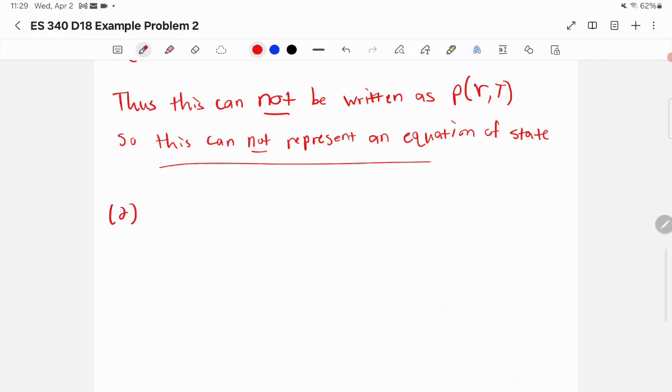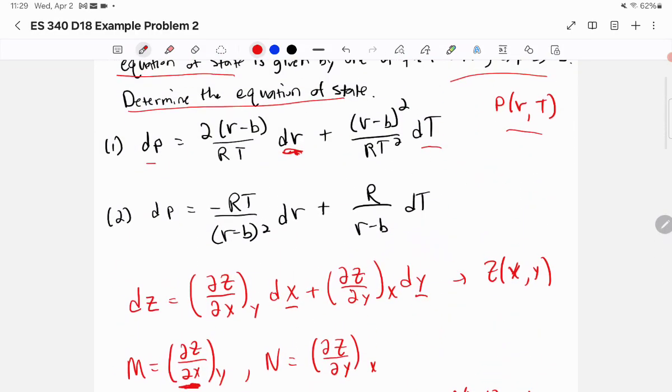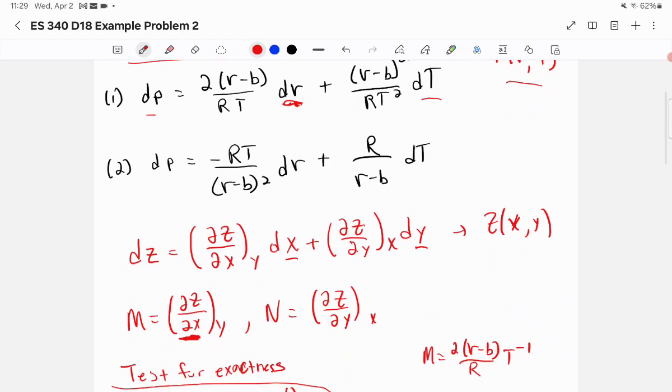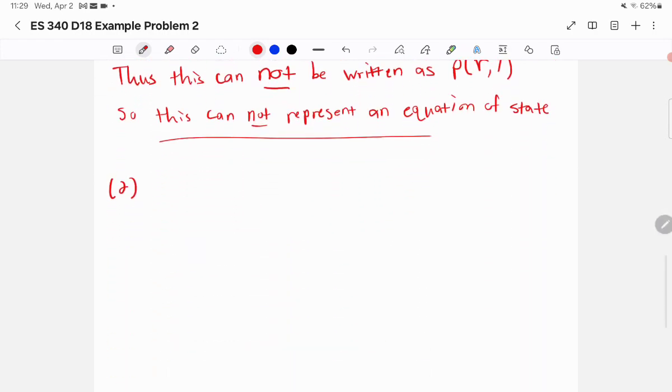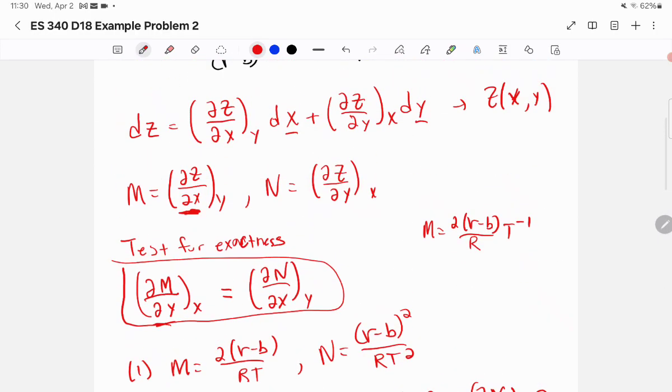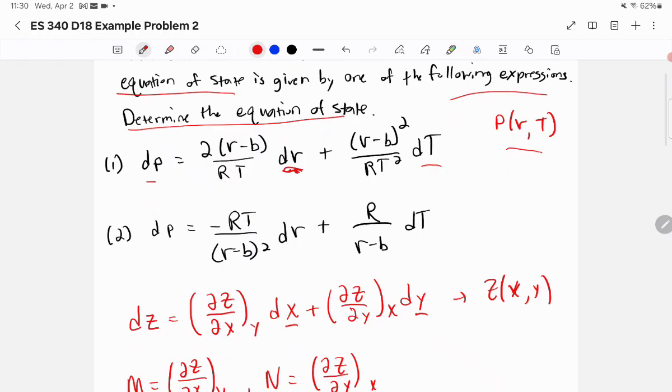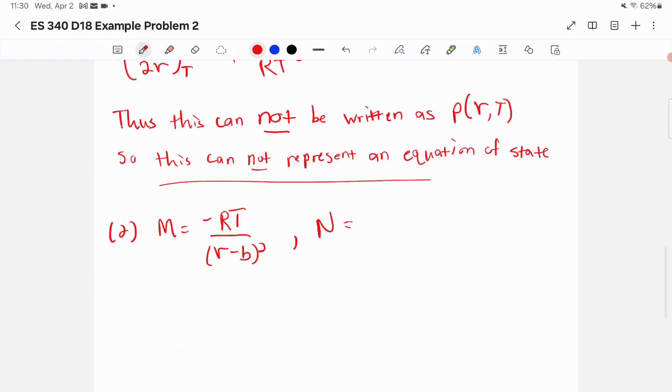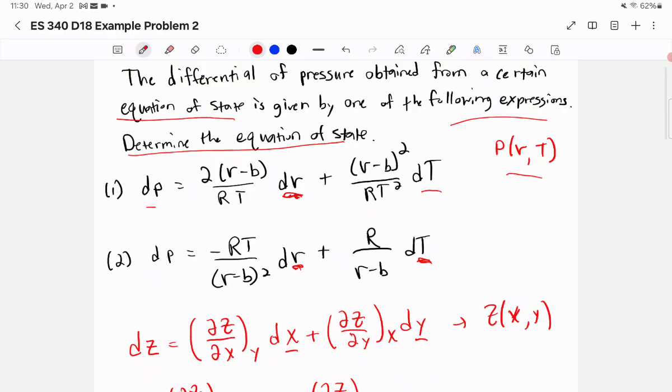Okay, so for 2, first thing is we're going to set M equal to minus RT over (V minus b) squared. And again, M is going to be related to the specific volume, and N is going to be related to the temperature. N will be equal to, in this case, R over (V minus b).